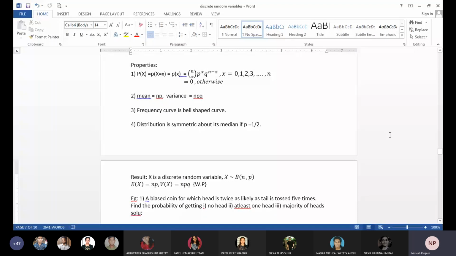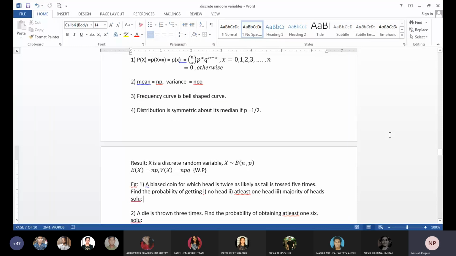Okay. So what does the first question tell us? A biased coin for which head is twice as likely as tail is tossed 5 times. Read this carefully. Bias means favoring a particular outcome, okay? That is what it says. Head is twice as likely as tail.